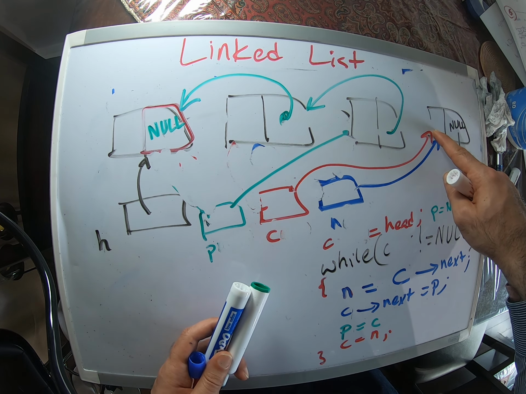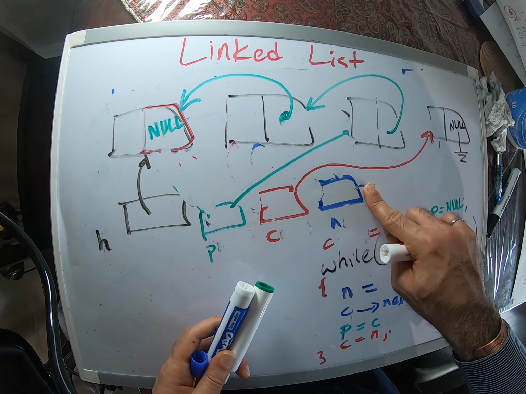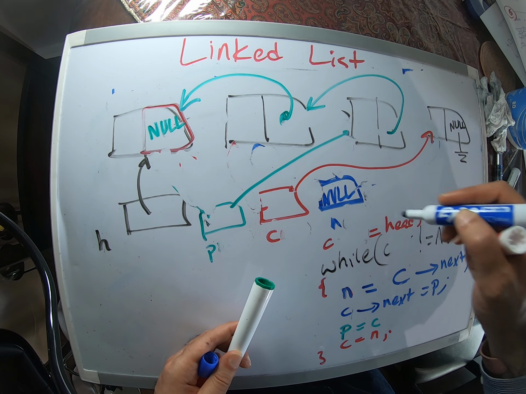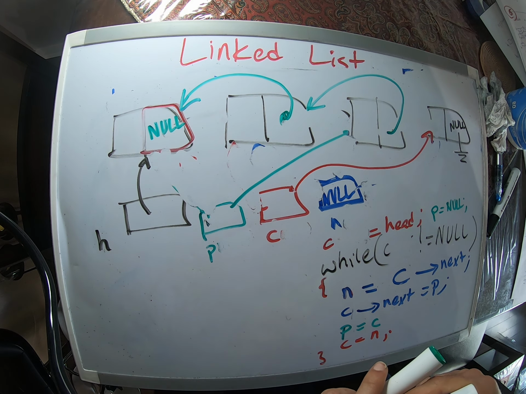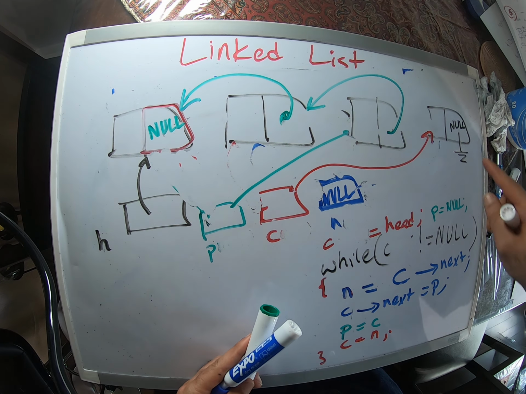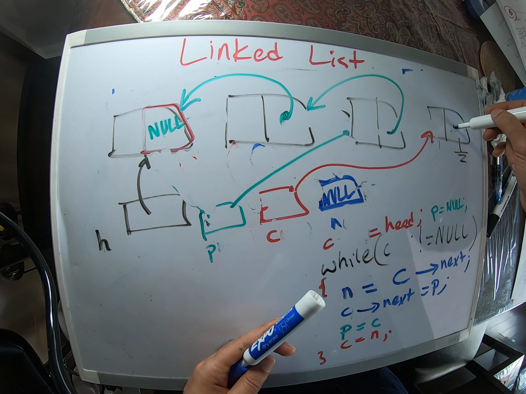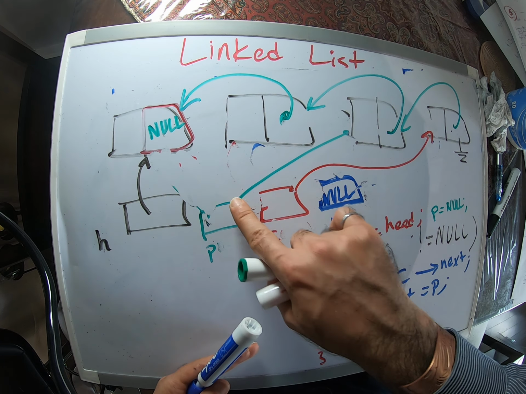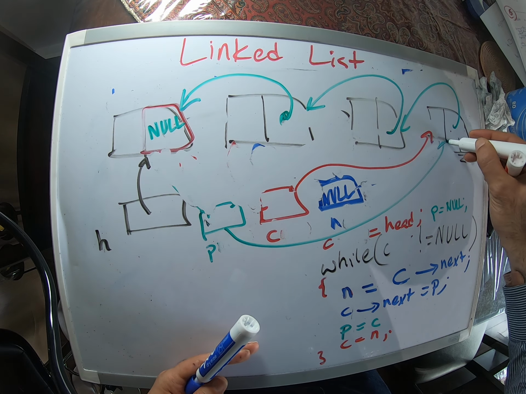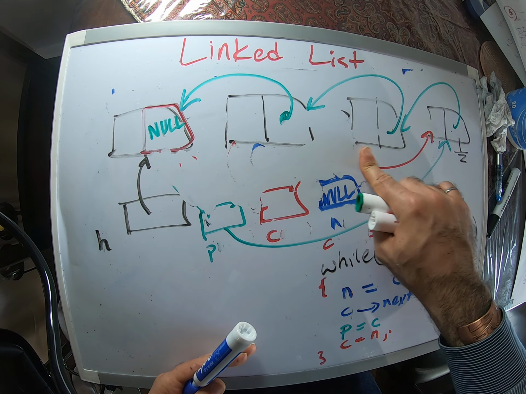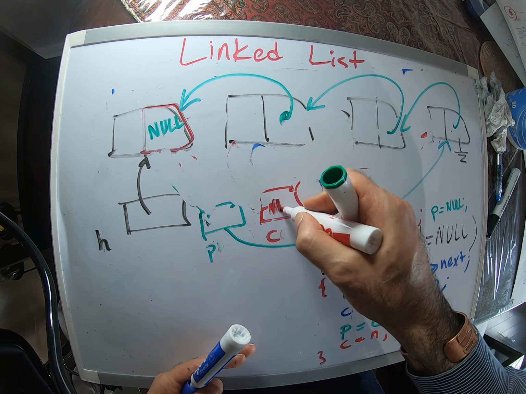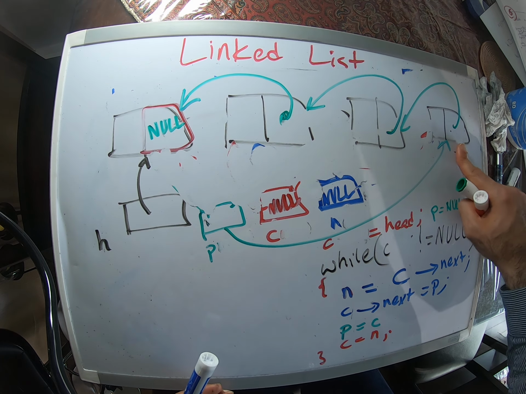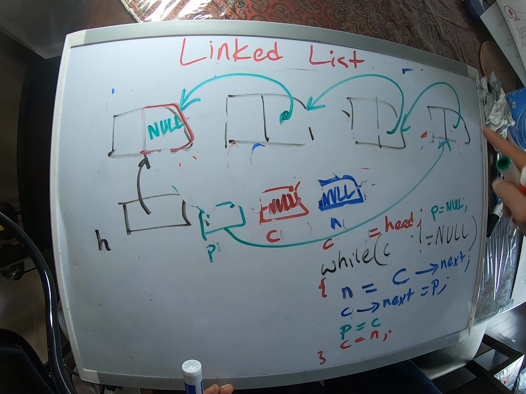Is C equal to null? No. N is equal to C arrow next, so this becomes null. And C arrow next equal to P, so this becomes this. P equal to C, so P becomes this pointer, C becomes null. And we are done. We reverse the linked list. This is not null anymore. We reverse the linked list.